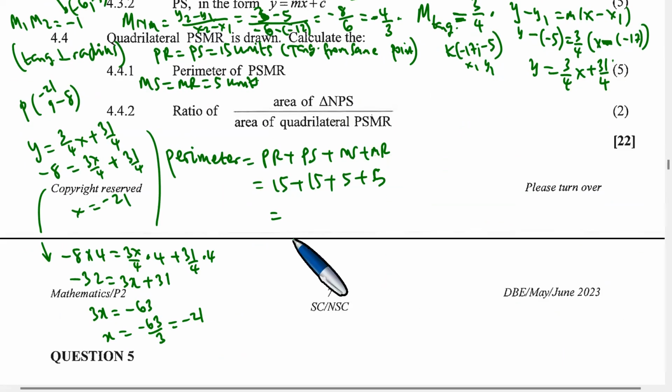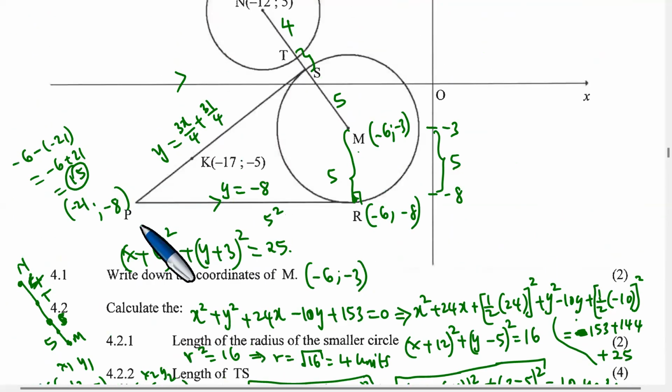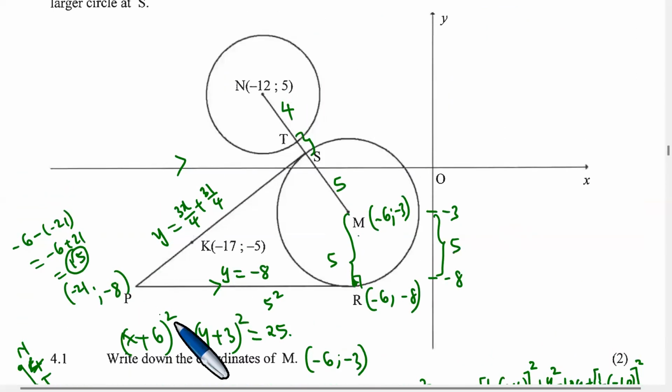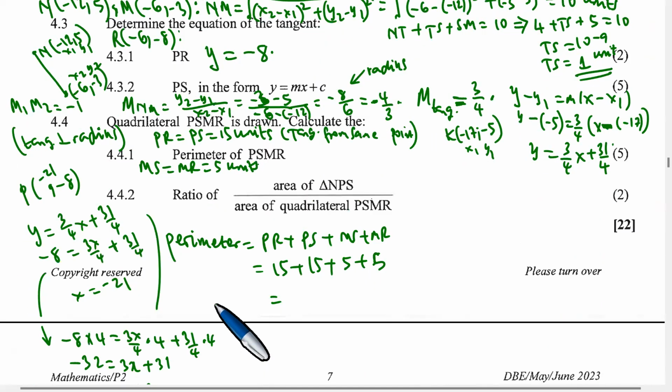After I got that, I want to find the perimeter. What does perimeter mean? How do you find the perimeter of PRMS? You add this one plus this one plus this one plus that one. You add all of them. So if you add now, you have the perimeter here.